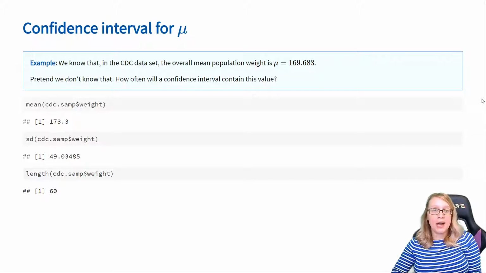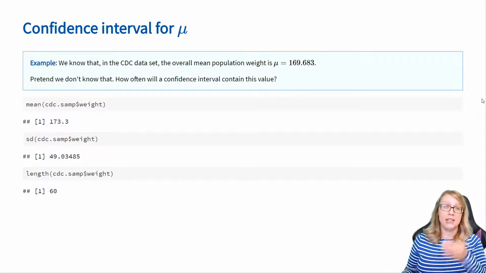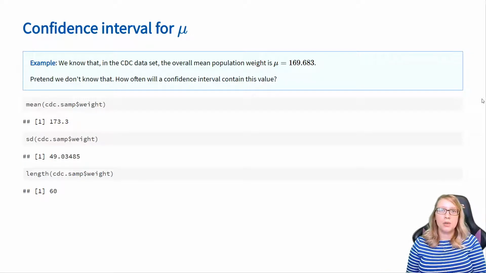Okay, so let's go back to our CDC data set from the previous video. We're pretending that we don't actually know the population mean. Based on a sample of 20,000 individuals, we got a mean of 169.683. We're assuming that's our population mean, and then we're taking subsamples from our original sample. How often should a confidence interval contain this value? Let's take just one subsample, the first one that we had in the previous video. It had a mean of 173.3, a standard deviation of 49, and there were 60 observations in it.